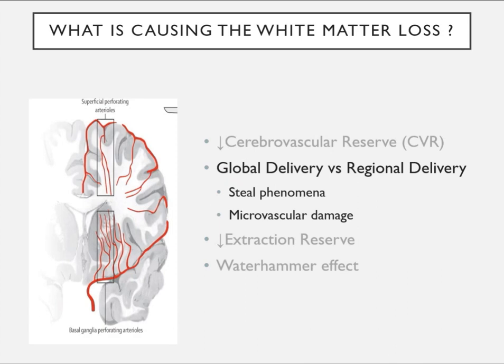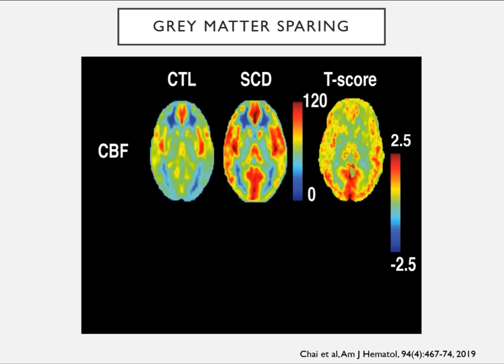So what about this idea of the global versus the regional delivery? This was a study just looking again at arterial spin labeling. This is a T-map, which reflects compared to controls systematically. You can see a lot of red and orange indicating that sickle cell disease patients have high cerebral blood flow. No surprise, they're really anemic.